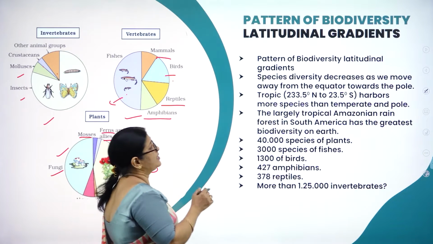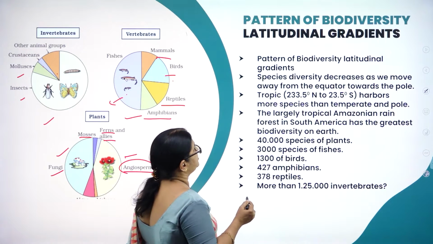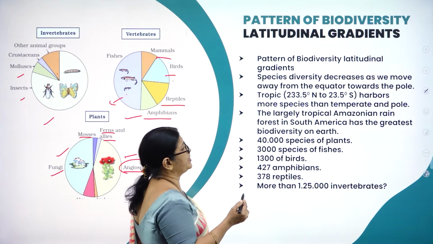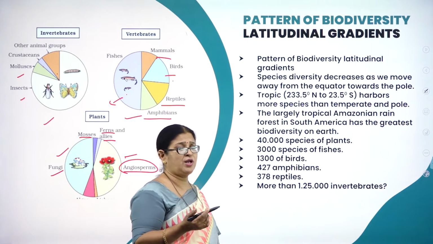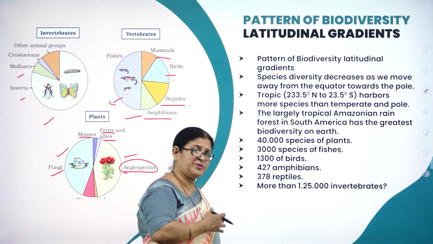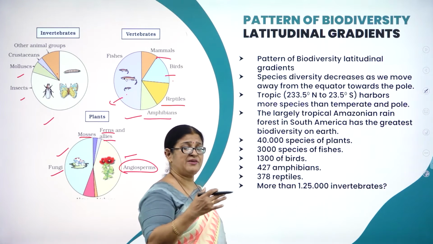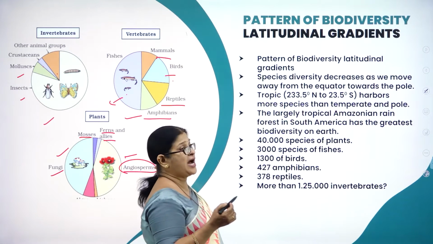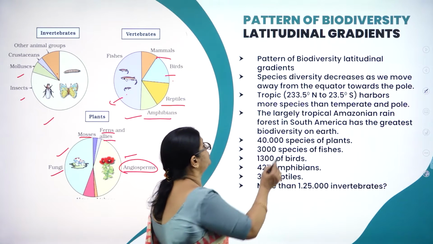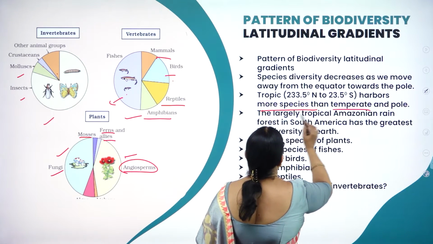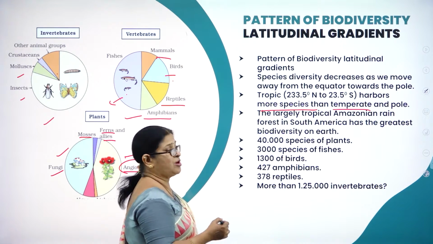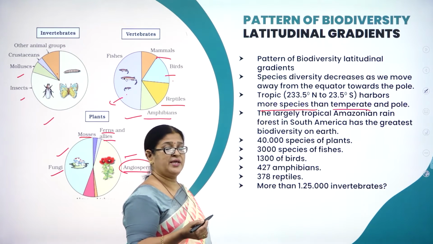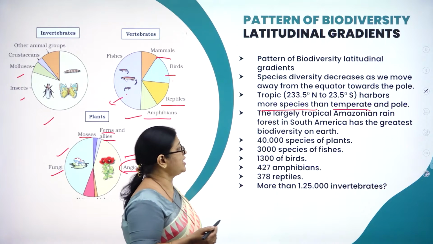Pattern of biodiversity, latitudinal gradients. That is, species diversity decreases as we move away from the equator towards the pole. I think we all know that as we move from the equator to the pole, the species diversity decreases because of the temperature variation. So tropical areas harbor more species than temperate and polar regions, because tropical forests are more enormous in their biodiversity when compared to the other regions.